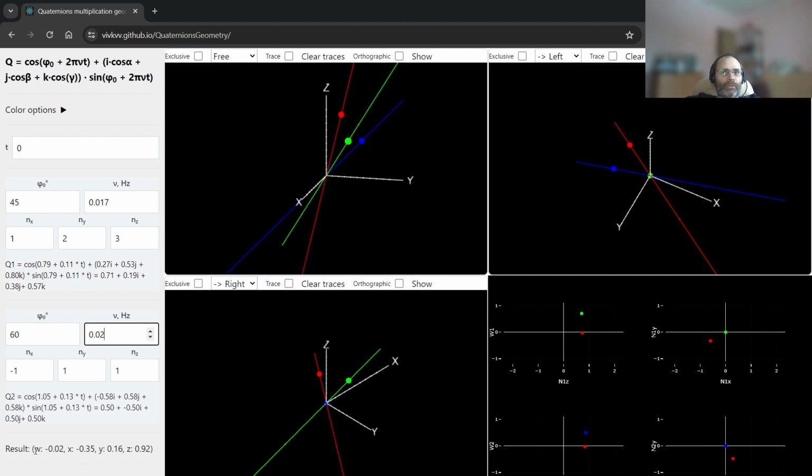I denote the scalar part of the quaternion as w. Sometimes it's written at the beginning, sometimes at the end, and sometimes it's denoted by another letter.